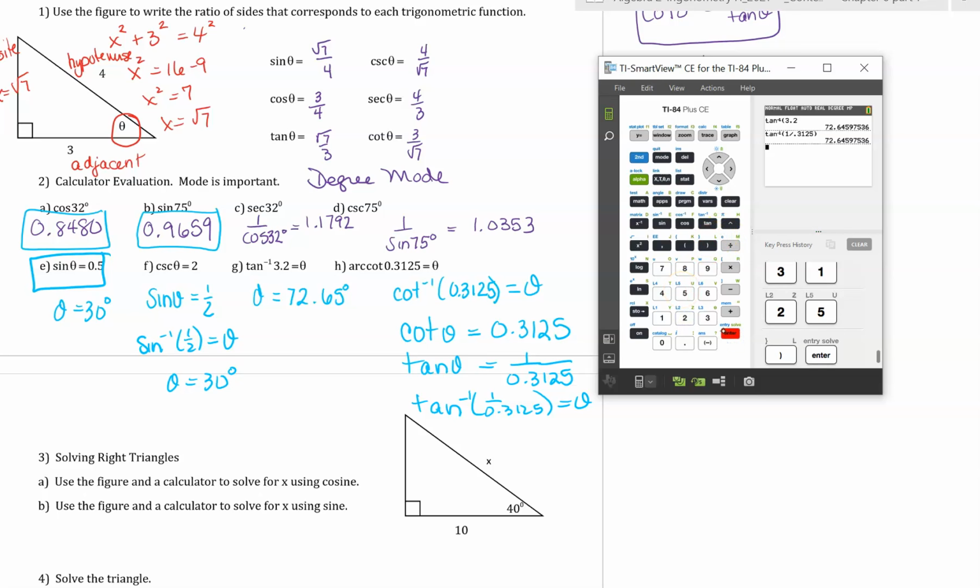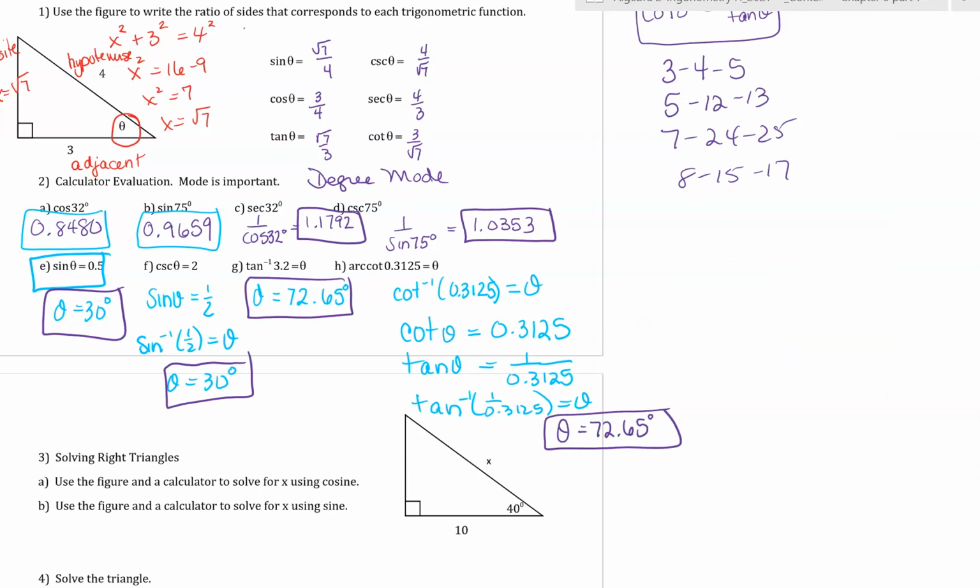And so you get an angle of, oh, same one, look at that, 72.65. So this is very interesting. So I wonder, is 1 divided by 3.2 is 0.3125? So that's why you got the same angle. All right, so that was great calculator practice.